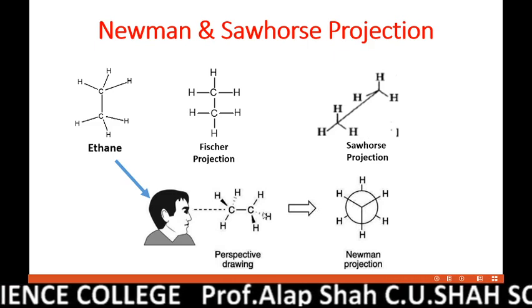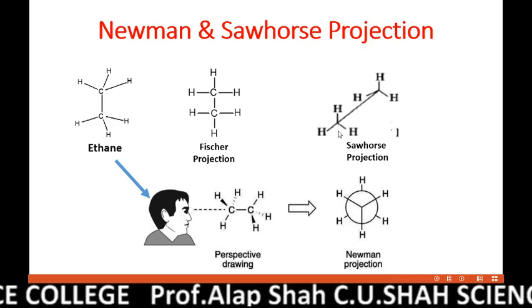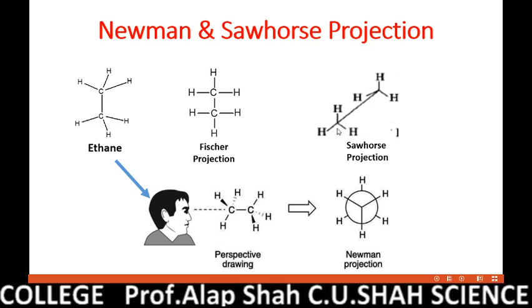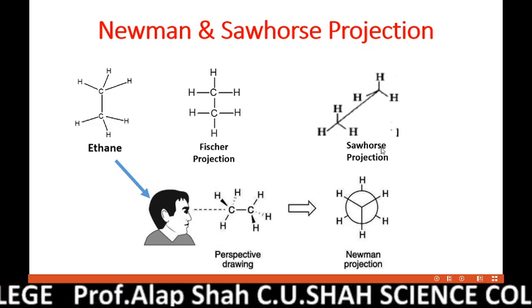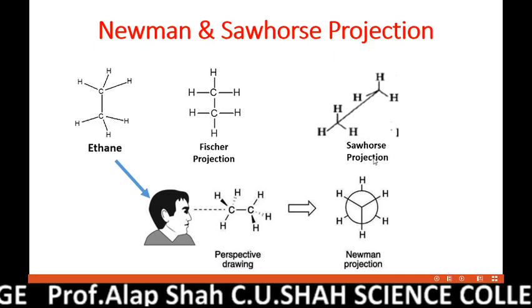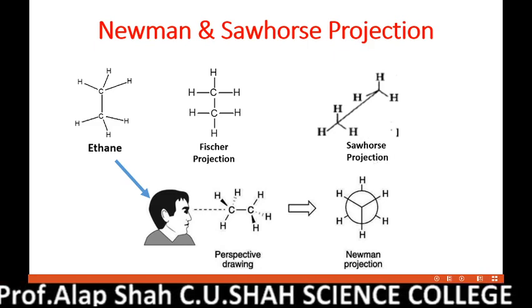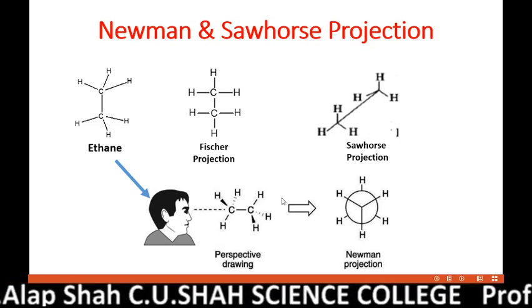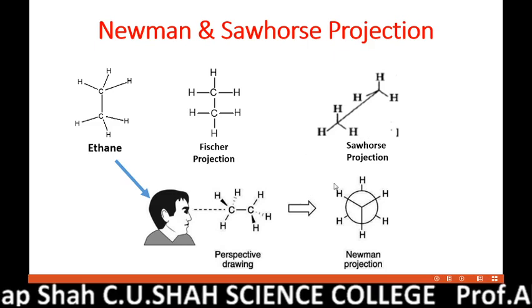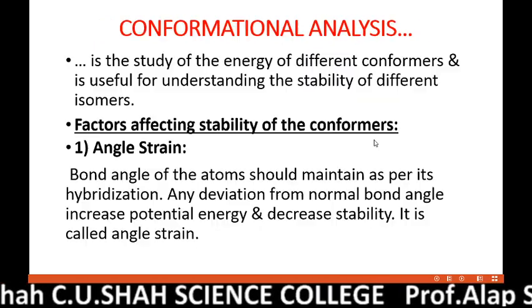And if we observe the same molecule slightly slanted this way, then this representing technique is called Sawhorse projection. So these are the different ways of writing a molecule. They are called projections. Normally in conformation and conformational analysis, we largely use Newman projection and Sawhorse projection.